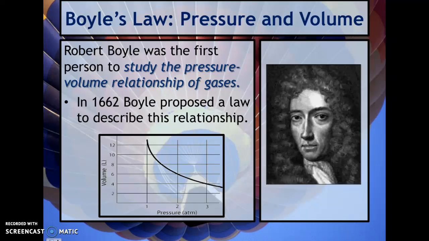If you look at the graph on your screen, you can see that as pressure increases across the x-axis, the volume of the gas is forced to decrease. So as pressure increases, volume decreases. If you'll remember, this is what we call an indirect relationship. As one variable increases, the other variable will decrease. They go opposite directions.